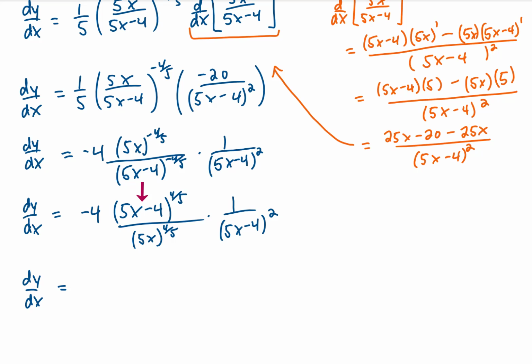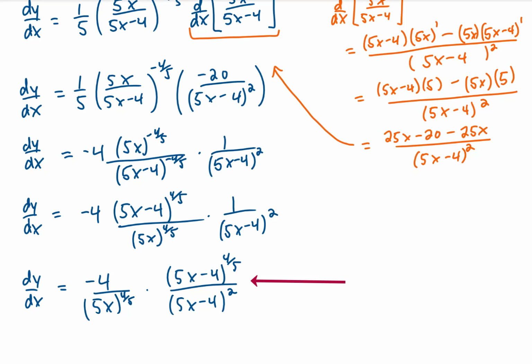Now we can certainly move some terms around to make this look a little bit clearer. Maybe if we line things up in this way, it's easier to see what's going to happen with the exponent on this 5x minus 4. We have a 4/5 on top and a 2 on bottom. If we subtract those exponents, we're going to end up with a 5x minus 4 to the 4/5 minus 2 power. That's going to be a negative 6/5 power.